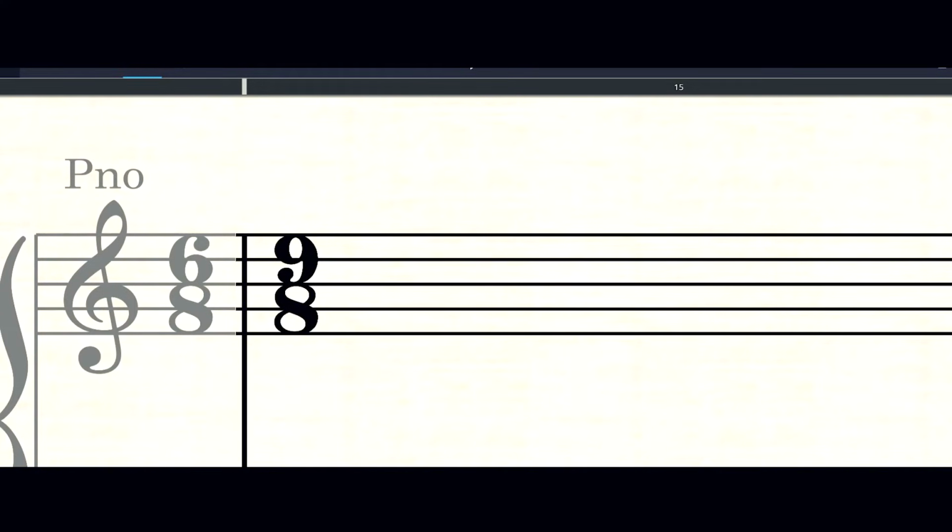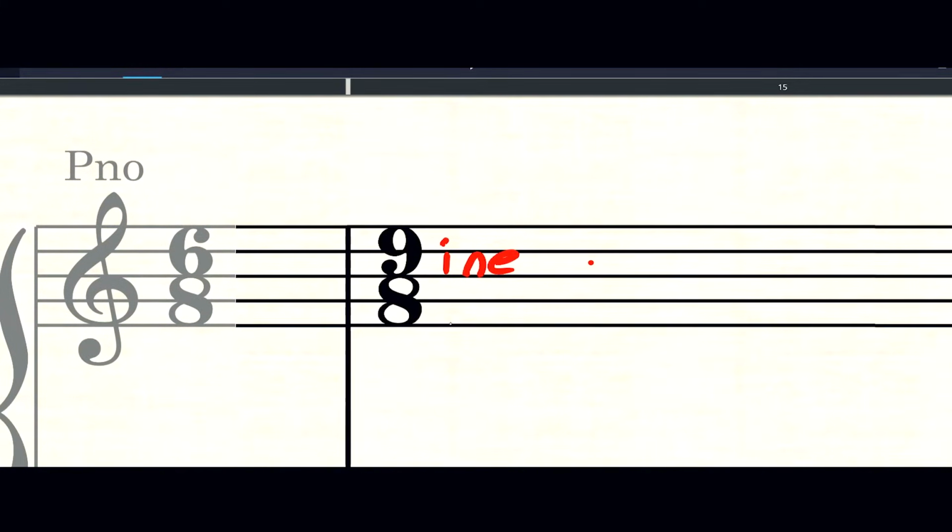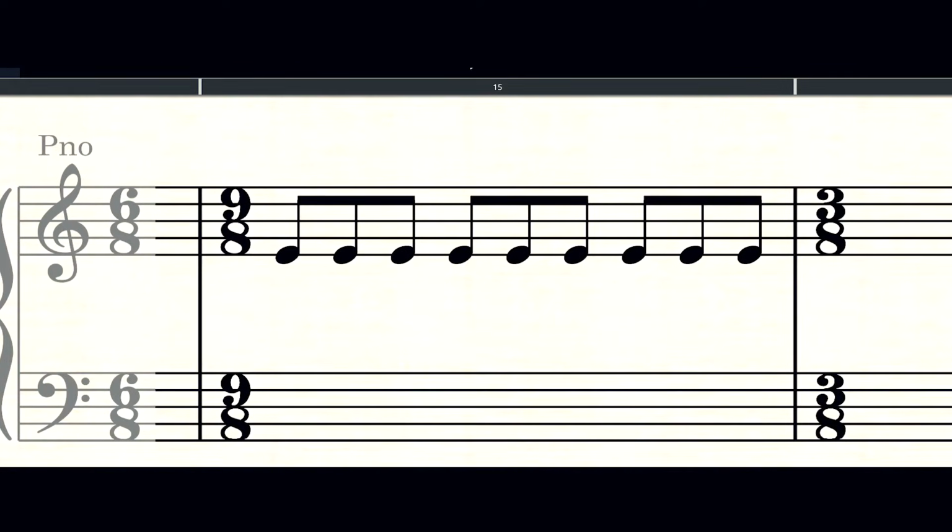So we spent all this lesson talking about 6/8, but while we're here, I thought it would be a good idea to talk about some other time signatures that end in 8, and 9/8 is one of them. And guess what? I like to think about 9/8 as 9 eighth notes. How about that? And it works literally the same way. Let me show you. Okay, it works exactly the same as 6/8.